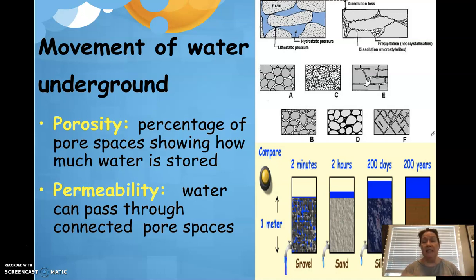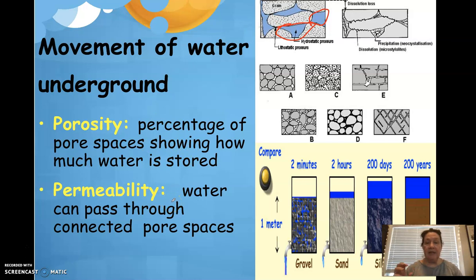But one of the ways that the water will move through it is through porosity and permeability. So porosity is the percentage of pore space that shows how much water is actually being stored within the rock. So you can see where you have sand particles, you're going to store more. It has larger pore space between particle to particle, and more water is actually going to be stored in there. So its porosity rates are higher.